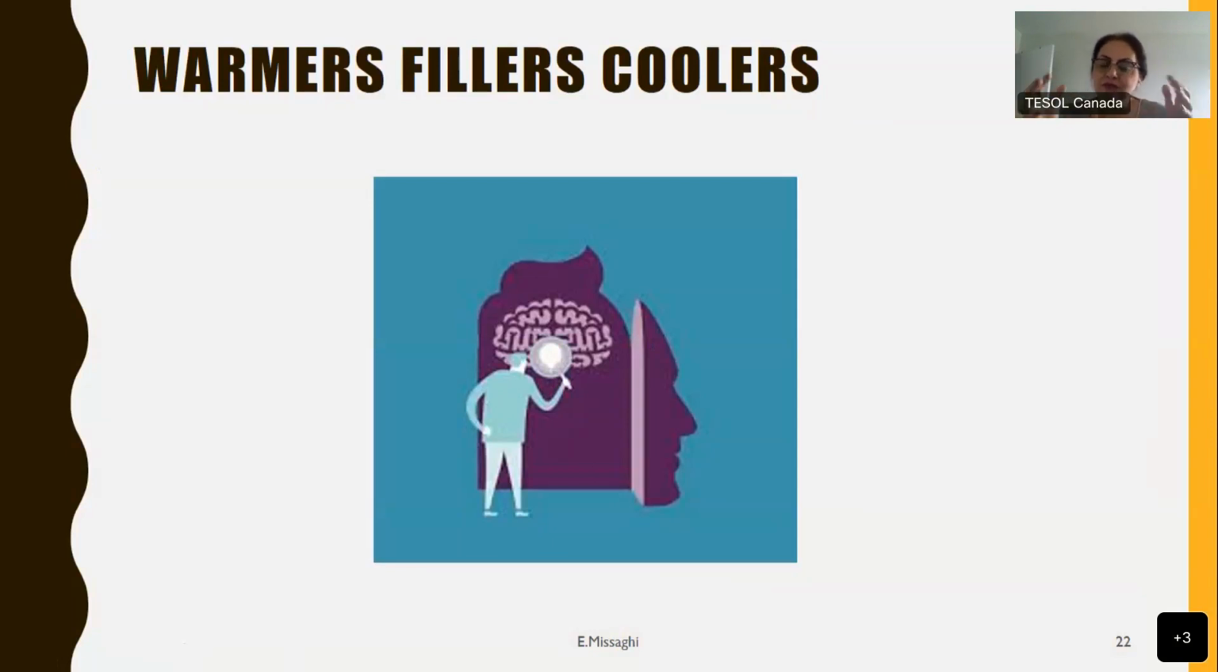Coolers is the time that you recap, which means you finish the session. For example, in children's classes, you ask them to sing a song and then they leave the class. In other classes, maybe you have a short game and then they leave the class. Did you review the main objectives? Then they leave the class. Okay? So warmers, feelers, coolers.